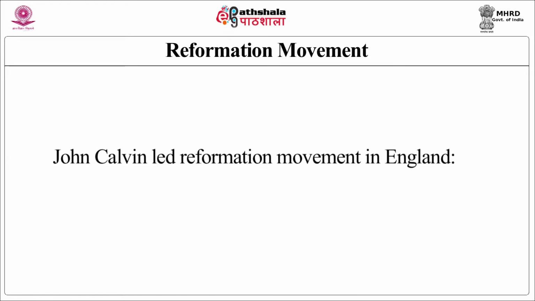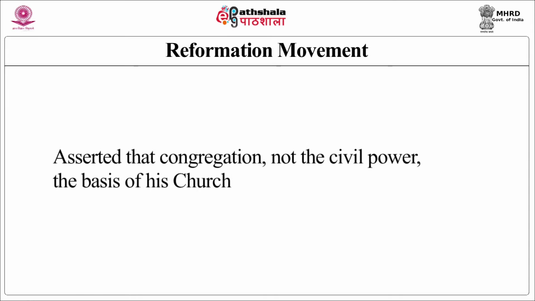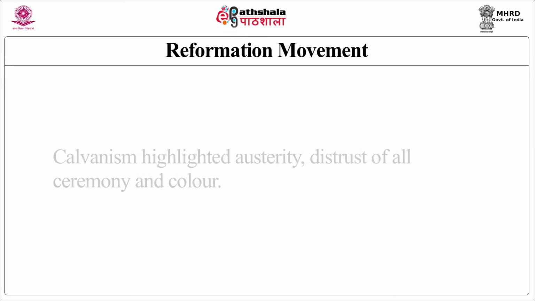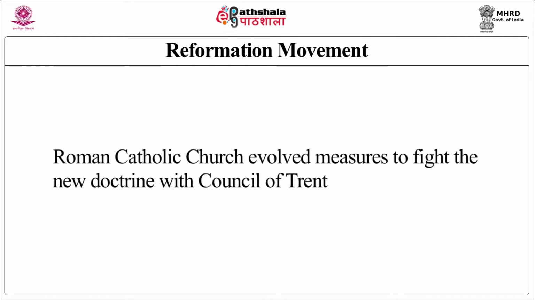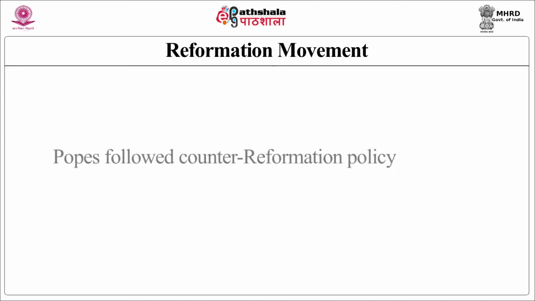John Calvin led the Reformation movement in England. He asserted that congregation, not the civil power, is the basis of his church. Calvinism highlighted austerity, distrust of all ceremony and color. The Roman Catholic Church evolved measures to fight the new doctrine with the Council of Trent. The popes followed a counter-reformation policy.